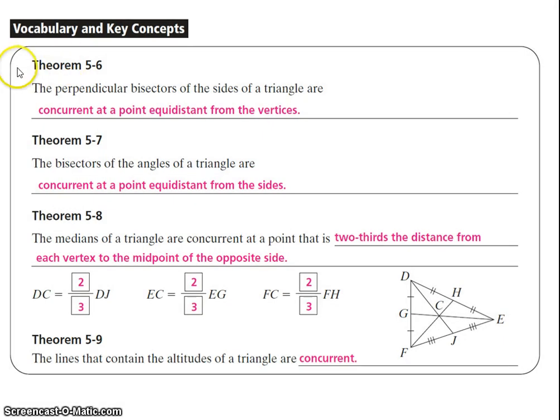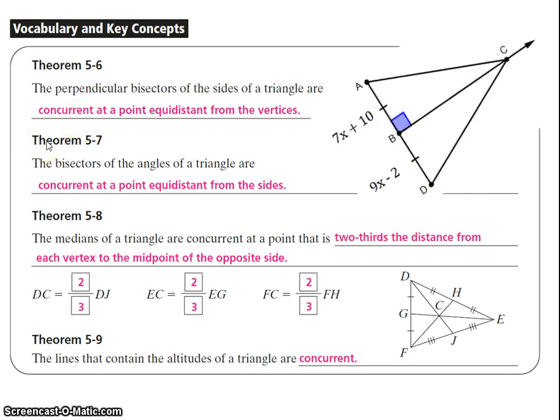All right, so here's what we've got to fill in terms of vocabulary and key concepts. Perpendicular bisectors of the sides of a triangle are concurrent at a point equidistant from the vertices. That means that's where they meet. And so that's a perpendicular bisector right there. It meets here, perpendicular, and then bisects this side down here.